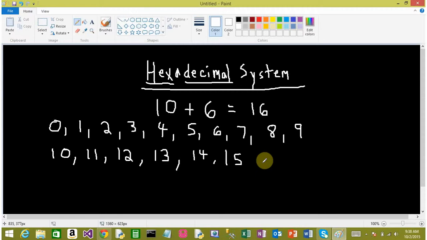But instead of using 10, 11, 12, 13, 14, 15, we're going to use the letters in the alphabet. That's how the hexadecimal system works. So for 10, we use the letter A. For 11, we use the letter B. 12, we use the letter C. 13, we use the letter D. 14, we use the letter E. And 15, we use the letter F.